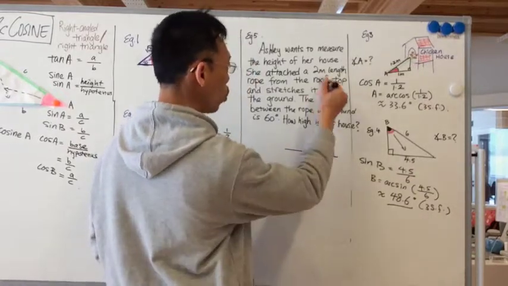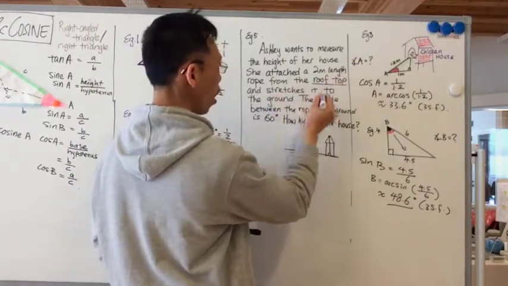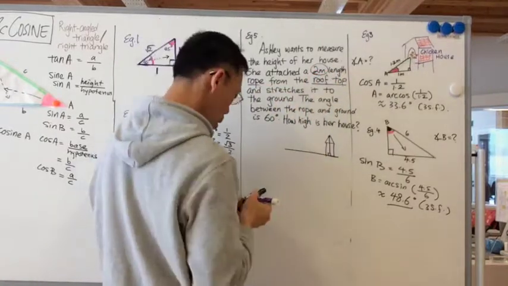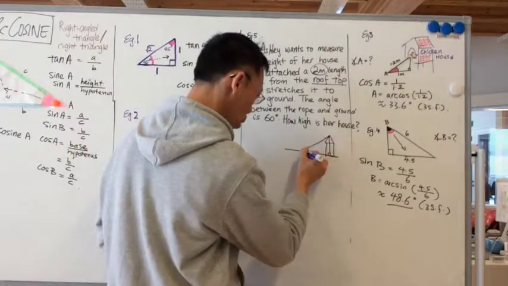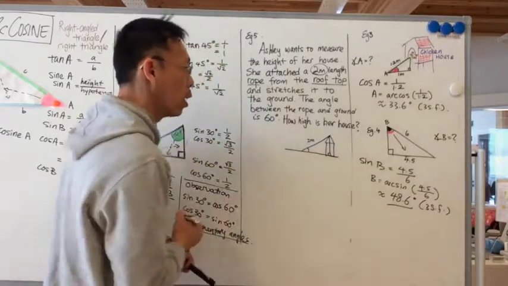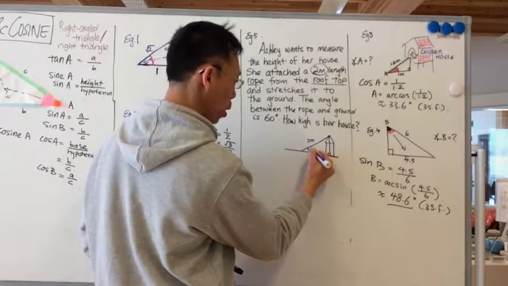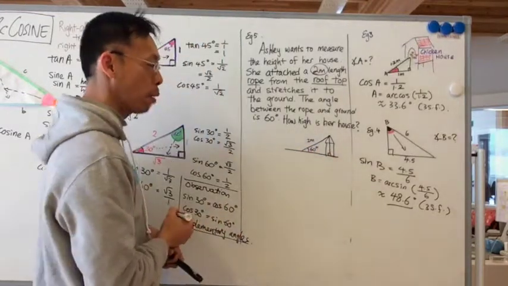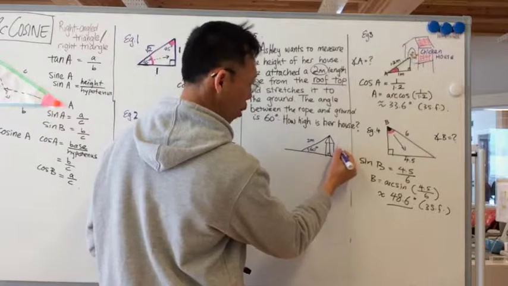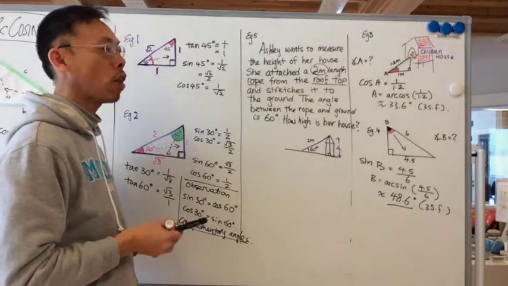And actually at the rooftop, she stretched a rope that goes from the rooftop to the ground, and that is 2 meters in length. Okay, so I'm going to stretch it down like this. So here is 2 meters, and the angle between the rope and the ground is 60 degrees. So put that in, 60 degrees. What I need to find is the height of the house. Let's call this H for the height of the house.